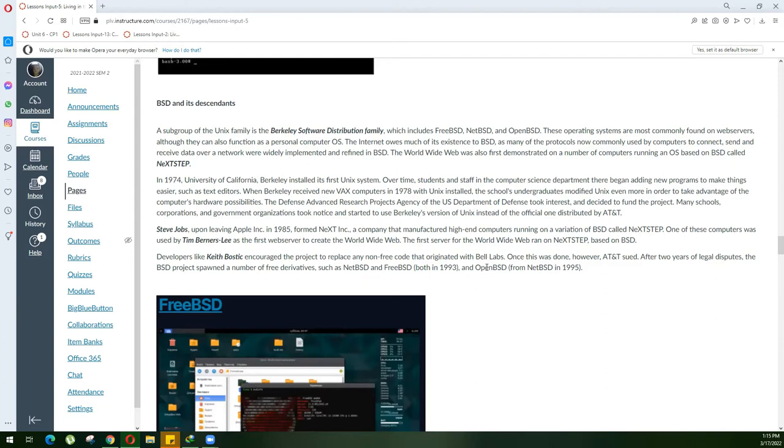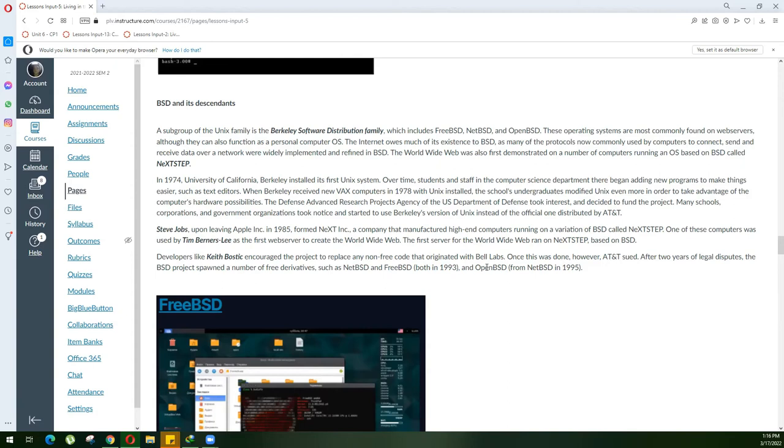Many schools, corporations, and government organizations took notice and started to use Berkeley's version of Unix instead of the official one distributed by AT&T. Steve Jobs, upon leaving Apple in 1985, formed NeXT Incorporated, a company that manufactured high-end computers running on a variation of BSD called NeXTSTEP. One of these computers was used by Tim Berners-Lee as the first web server to create the World Wide Web.